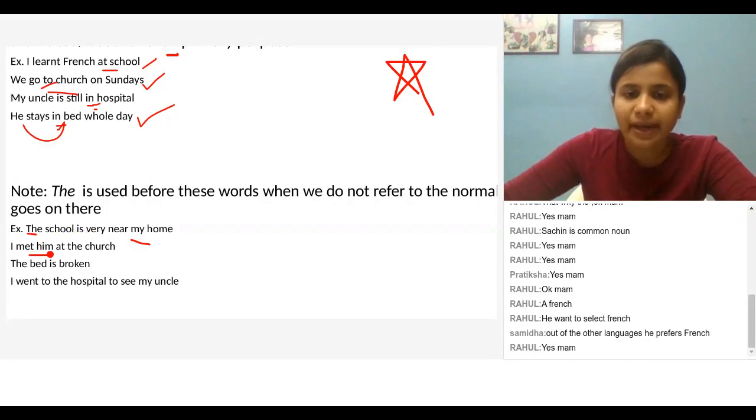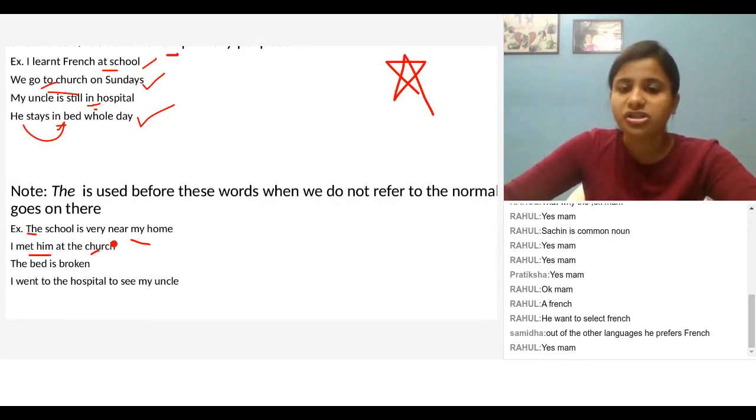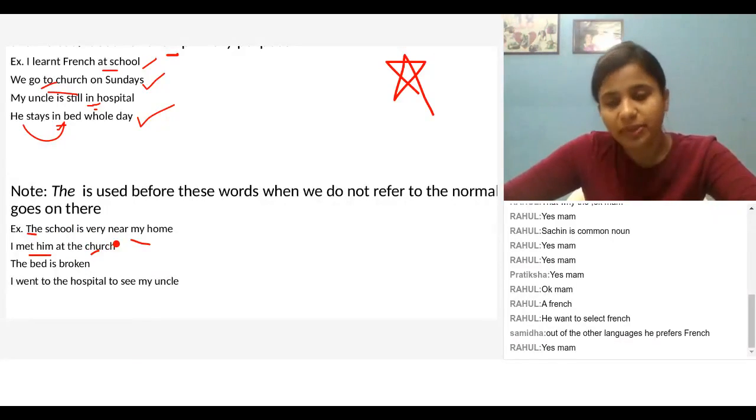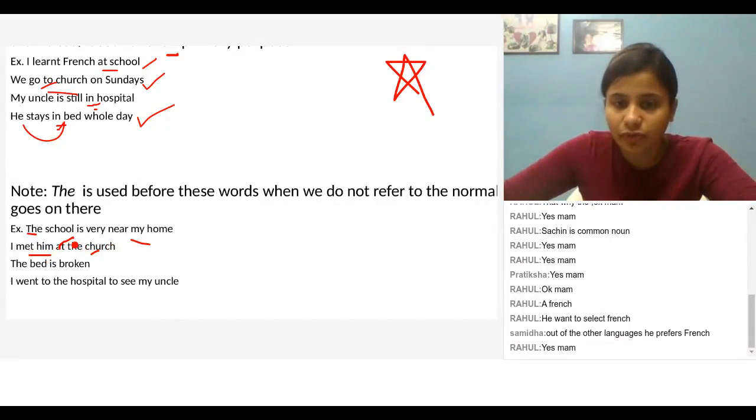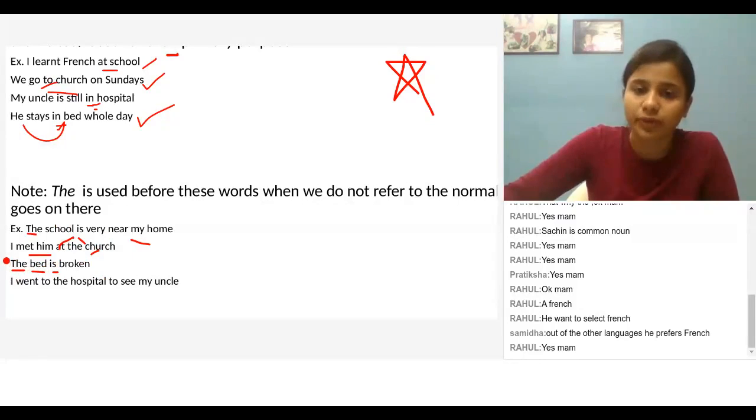Similarly, if you say I met him at the church, now church is not a place for meeting, right? Church is a place to pray. You don't go there to meet people. So if you say I met him at the church, you'll put a the before it, and not I met him at church, but I met him at the church. Again, if you say the bed is broken, now bed is for sleeping. If it is referred to as anything else apart from sleeping, you're going to put a the before it.